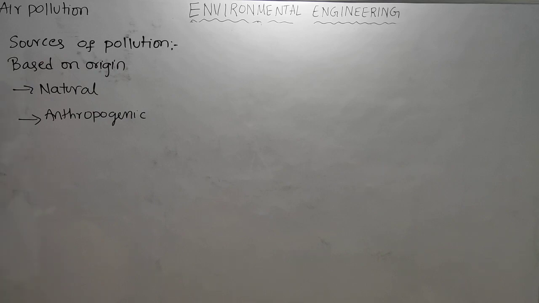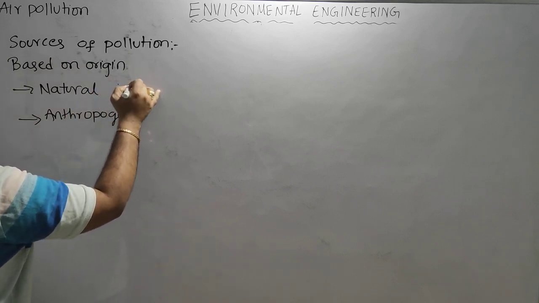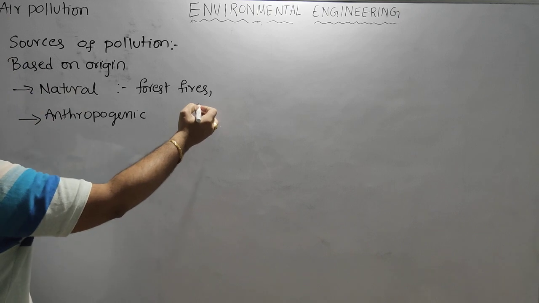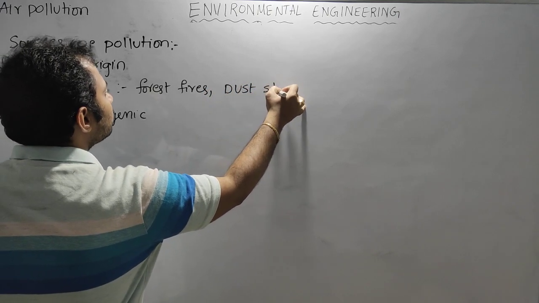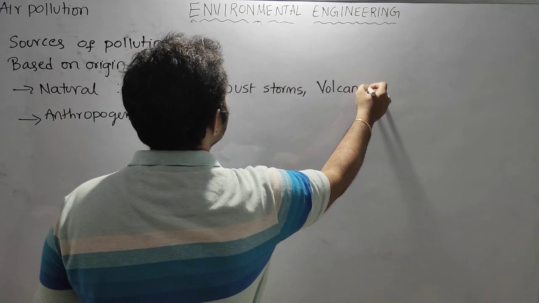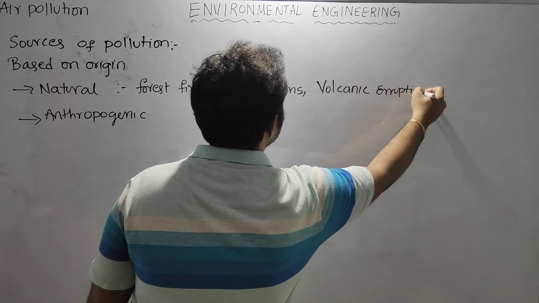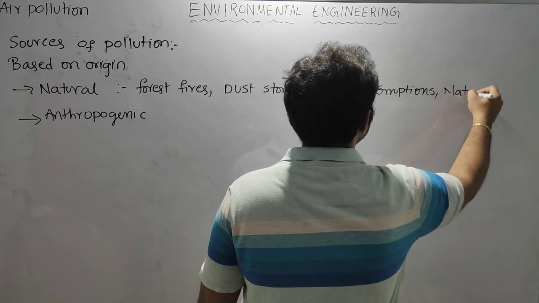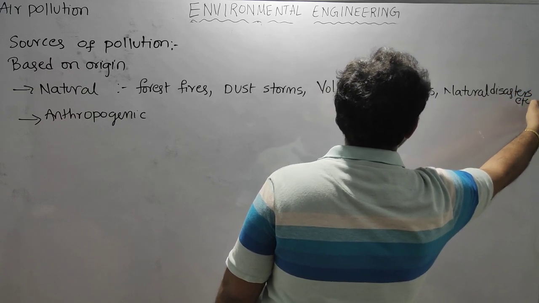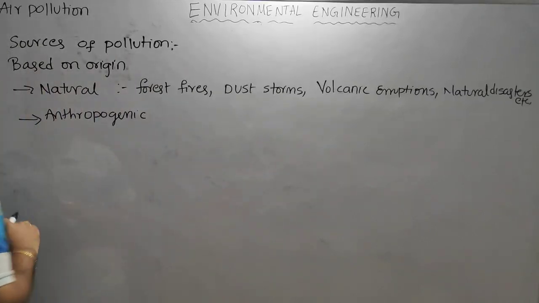Anthropogenic. So natural means, I told you already different kinds of examples. So forest fires, dust storms, volcanic eruptions, so any natural disasters, etc. So these all come under natural contributors of air pollution. Okay, so anthropogenic means this is man-made.